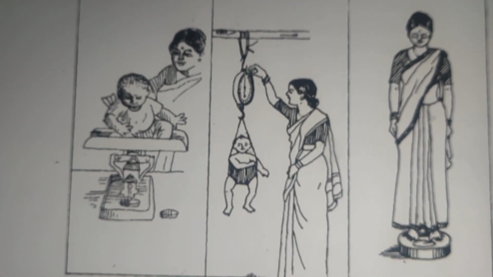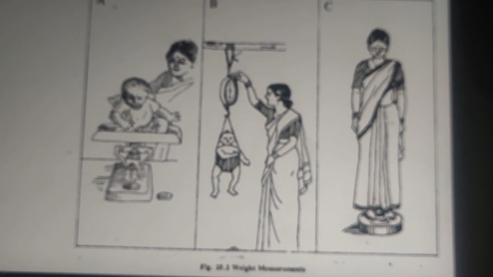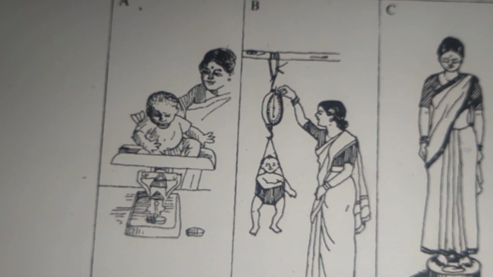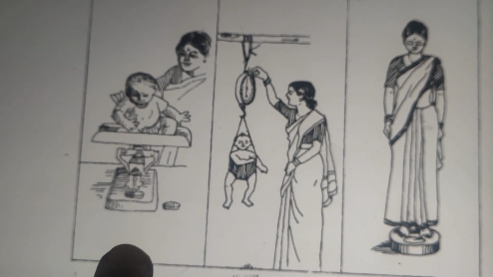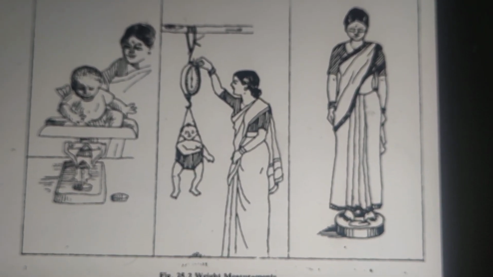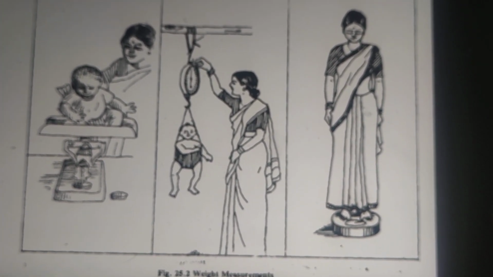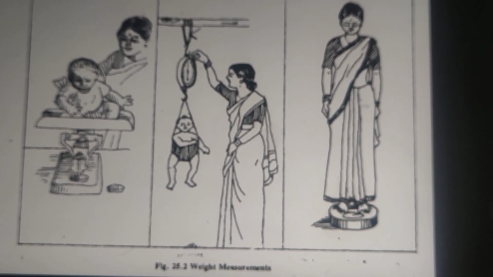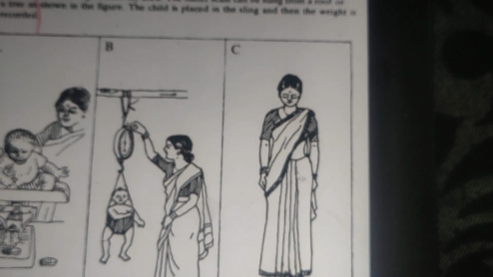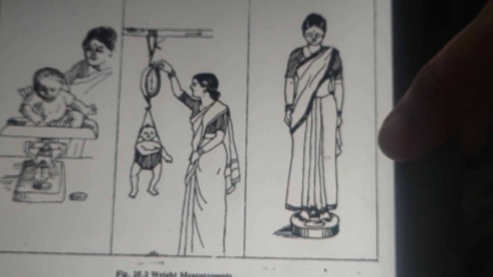So these are the three methods of measuring the weight. The first one is the beam balance, which is like a normal platform scale. Then the Salter scale, which can be hung from a roof or a tree as shown in the figure. The child is placed in the sling and then the weight is recorded. The third one is a normal regular weighing balance.